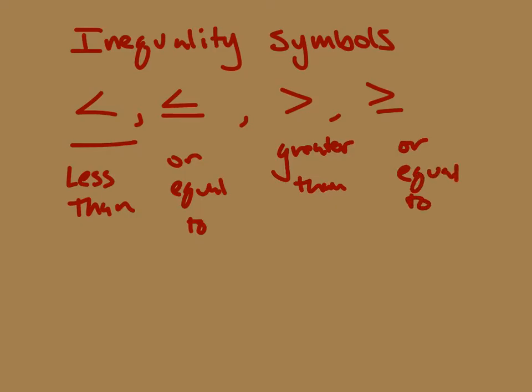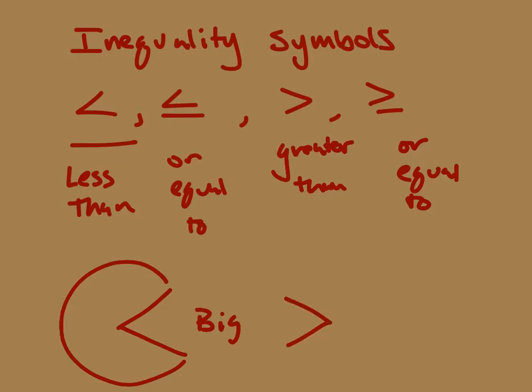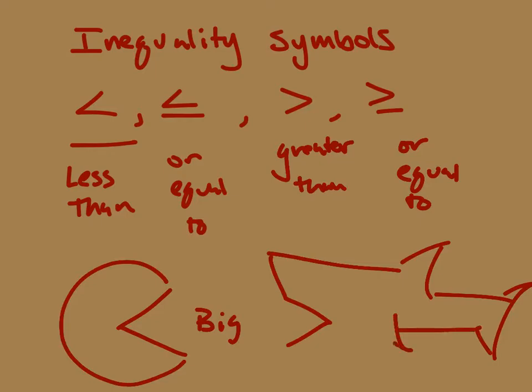So how I remember this is that we can do this a couple different ways. Historically, what you would see is the Pac-Man analogy, where the Pac-Man is going to eat the bigger number. But what I like to do is think of the shark analogy. When it opens up like this, you have a shark, and the shark is going to eat the bigger number. So either the Pac-Man or the shark is going to eat the bigger number, and that's how I know which side is big and which side is small.